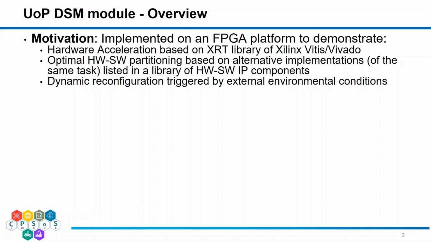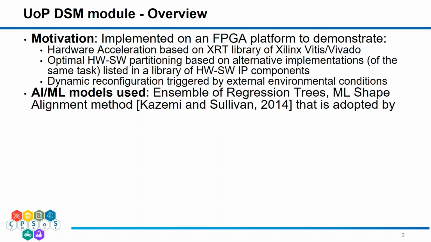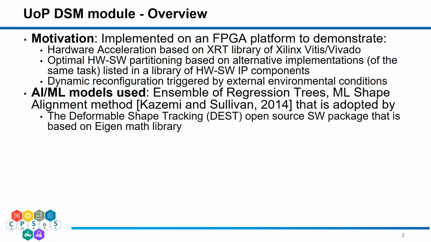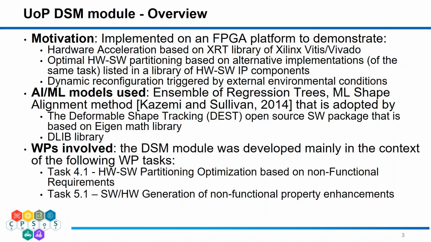conditions. It is based on the ensemble of regression trees machine learning shape alignment method, and this ERT method is adopted by the deformable shape tracking, DEST in short, open source software package, as well as the popular dlib library. This DSM module was developed mainly in the context of 4.1 and 5.1 tasks.